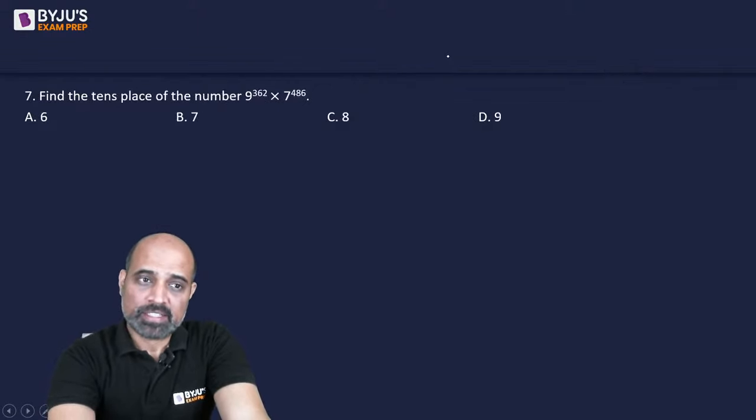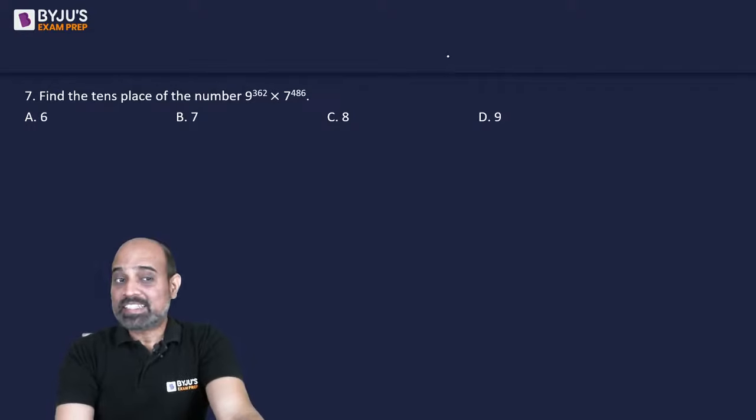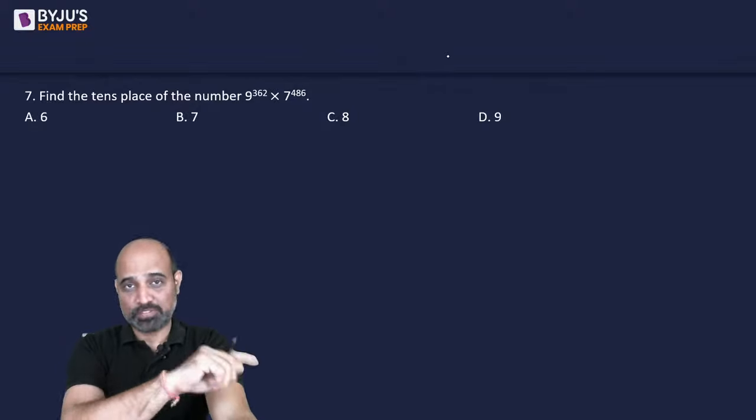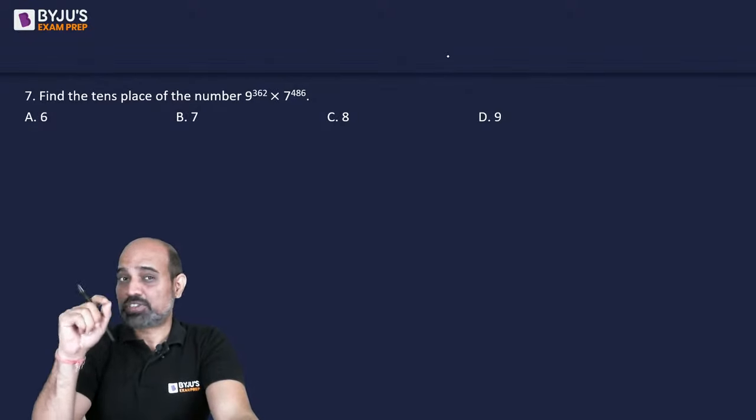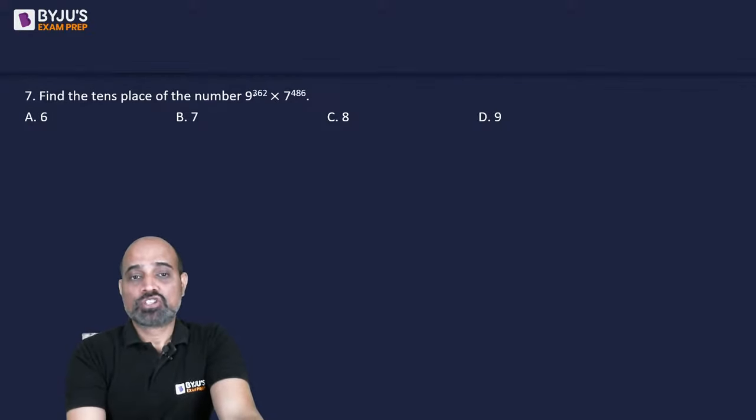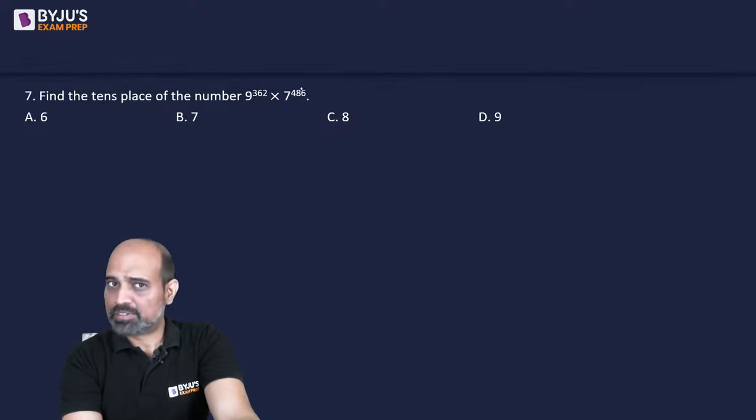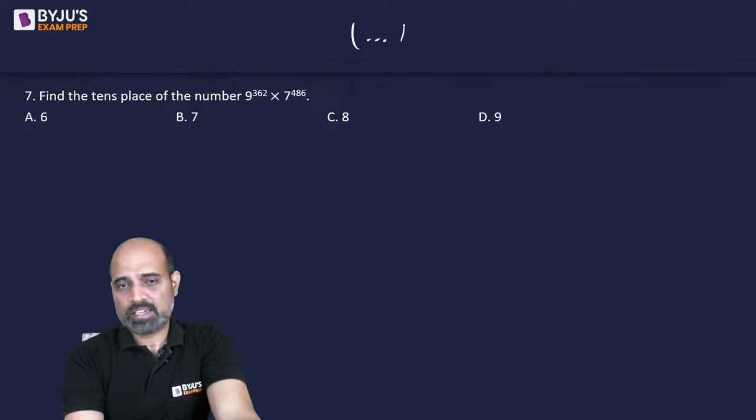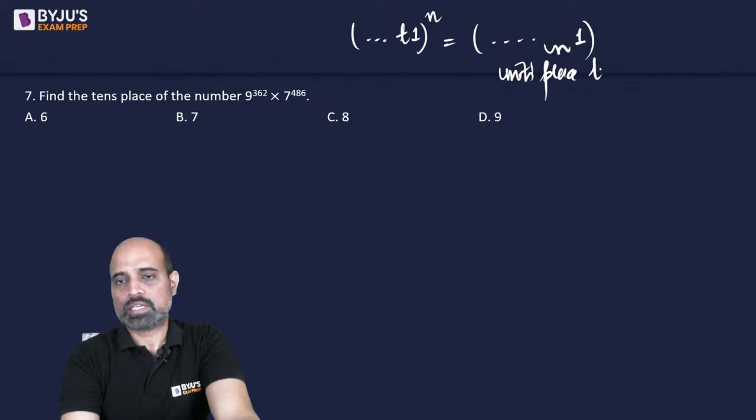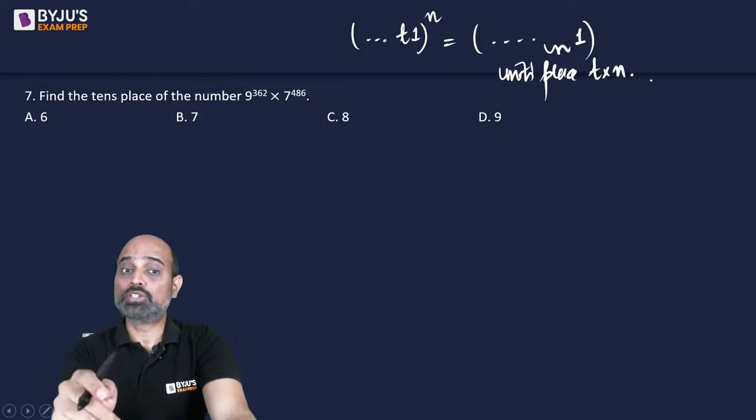Okay. The next one, find the tens place of the number. The powers are different, so we need to find out the last two digits of the first one and the last two digits of the second number. And then we'll have to multiply and find out the tens digit. So how do we find out the last two digits of a number with 9 ka power? So simple hai, if the tens digit is t and the units place is 1 and the power is n, then the last two digits of such a number is going to be: the last digit is going to be 1, and the tens digit is going to be the units place of t into n, right? So we're going to use this in both the cases.